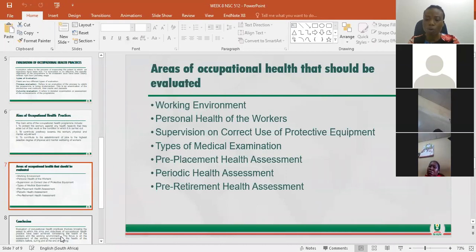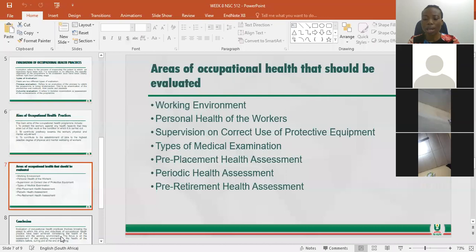During evaluation, you want to look at the working environment. Is it suitable for the type of job or duty that they are being given? You want to look not just at the suitability, but also at the hygiene of the environment. Is it clean? Is it hygienic? And so on and so forth. You also want to evaluate the personal health of the workers.